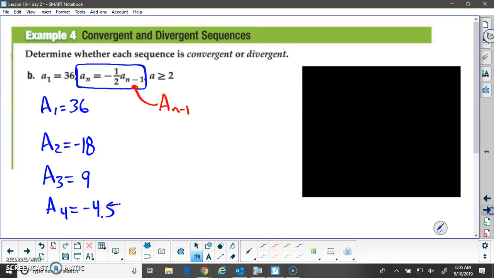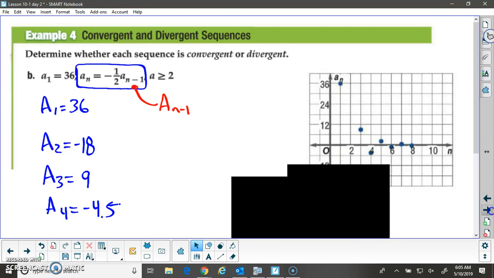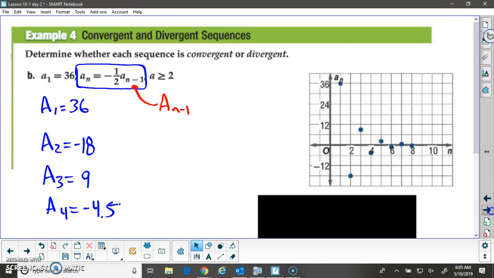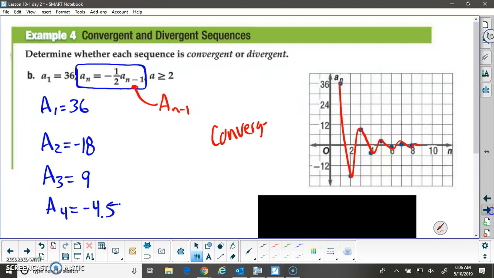And if we were to make a graph of these numbers, you can see that these data points would alternate from the negative side to the positive side to the negative side to the positive side. And you can see that this is converging in. If we go back and forth, you can see that these values are getting closer and closer to 0. Therefore, this is convergent, and it's converging in on 0. All these values that we're coming up with on the left are getting closer and closer to 0.